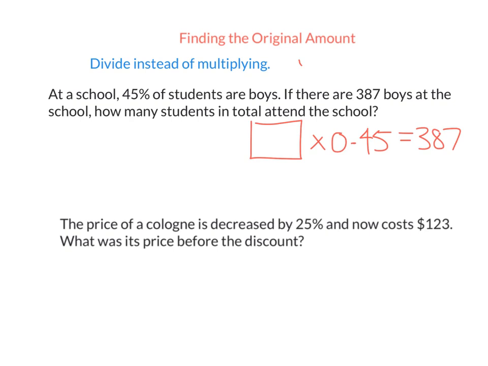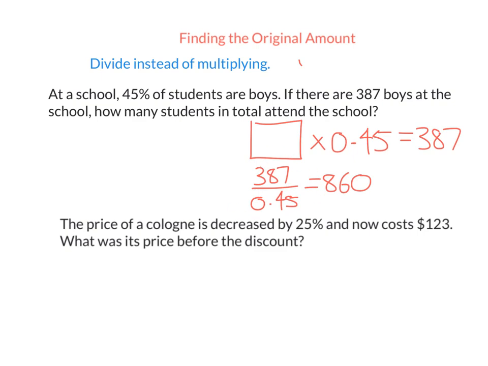So the way that we're going to figure this out is divide instead of multiplying. Instead of timesing 387 by 0.45, I'm going to divide 387 by 0.45. And putting that in our calculator, we get 860. There are 860 students who attend the school. If you take 45% of 860, you get 387. We divided because we're finding the original amount.